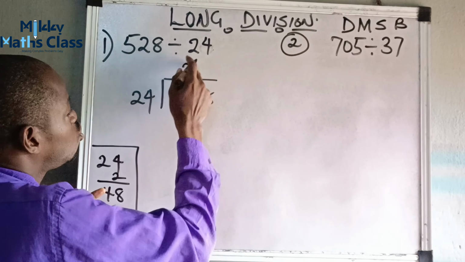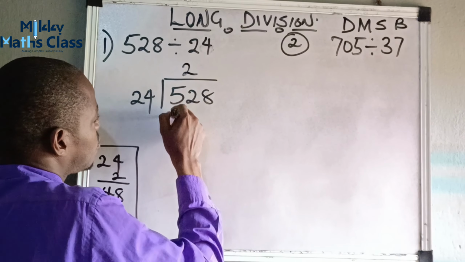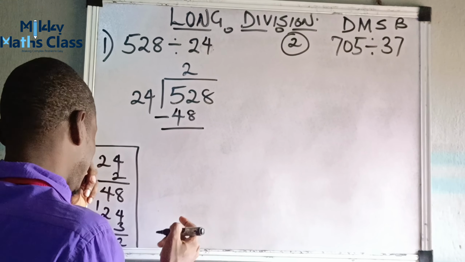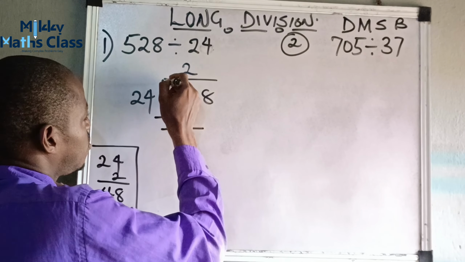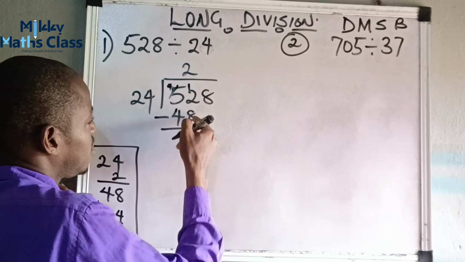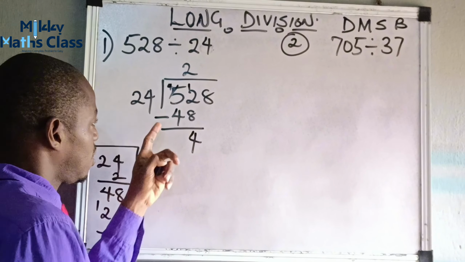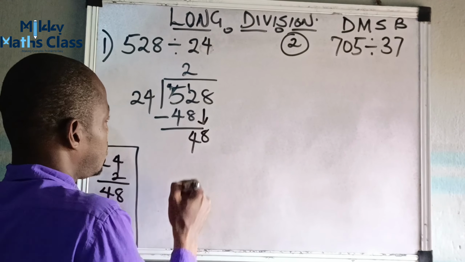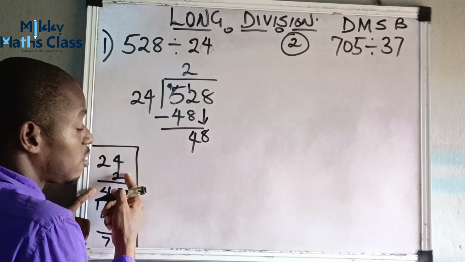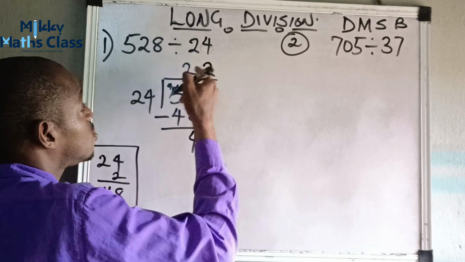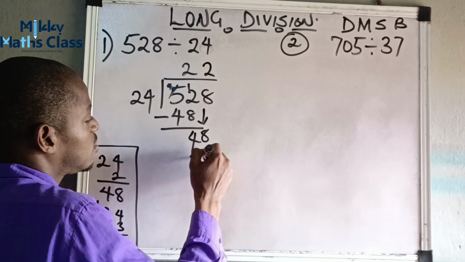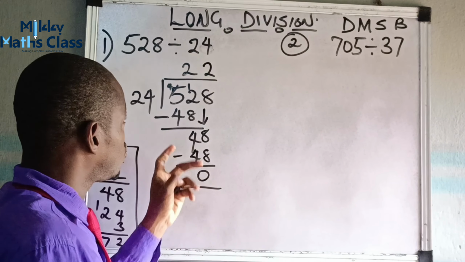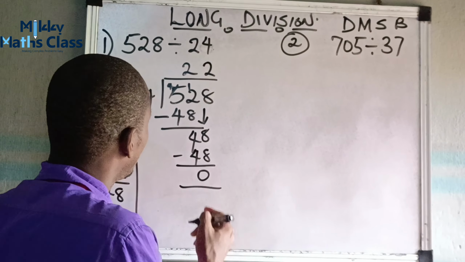We'll put that 2 times 24, that's 48. We subtract 52 minus 48. One we cancel here. 12 minus 8, that's 4. We are done with subtracting. We bring down our 8. The same thing, 24 in 48 is now 2. So 2 times 24, that's 48. We subtract 48 minus 48, 0. So 58 divided by 24 will give us 22.